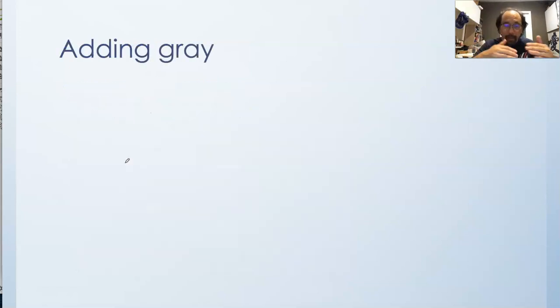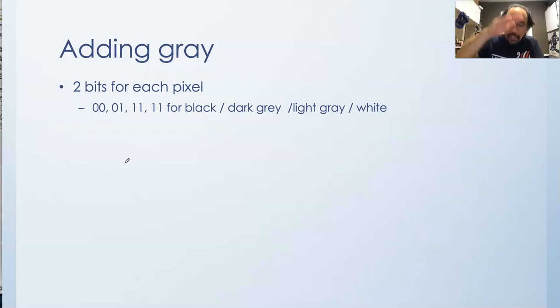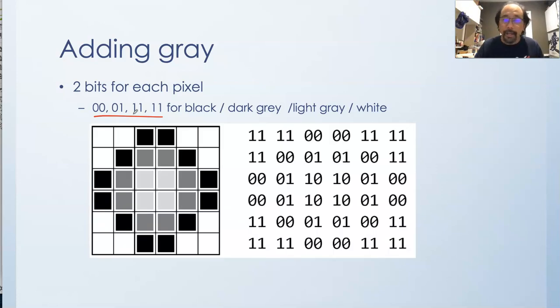Then we had the idea, well, we can add intensities of black or gray. Different scales of gray, light gray, darker gray. So with 2 bits, I can get 4 different variations. Very commonly you might have 4 bits, or you might even have 8 bits of gray shading, grayscale.